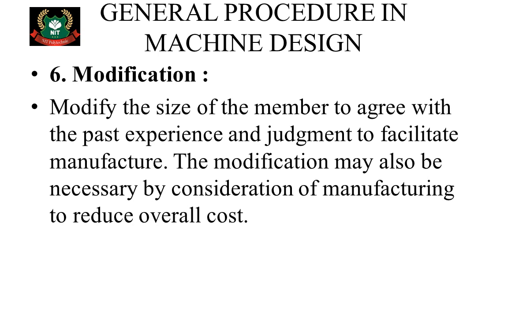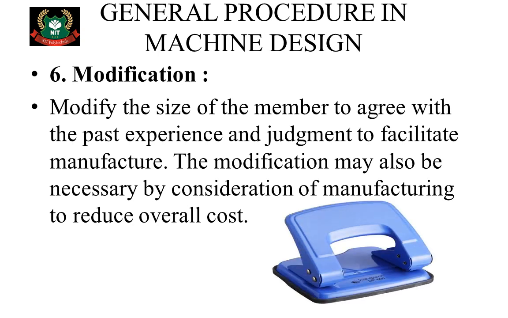Secondly, modification is also done in terms of the look of the machine or the comfort of the machine. As shown in the figure, there is a punching machine and there are no sharp edges on it, so it is very comfortable in use. That is also one type of modification.